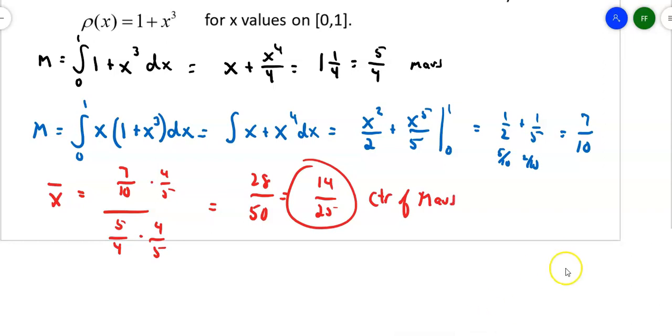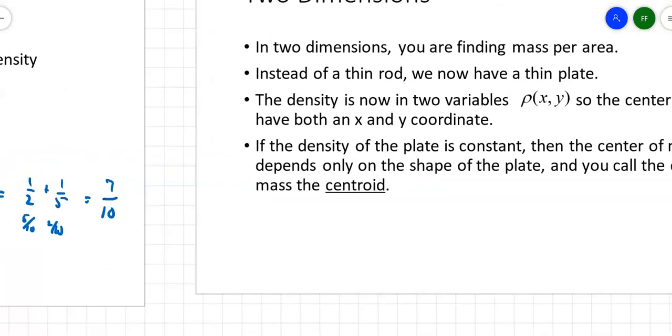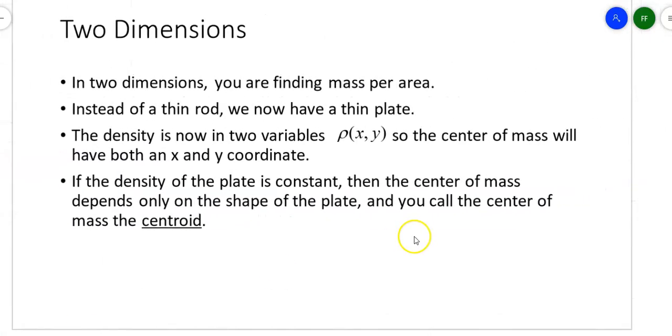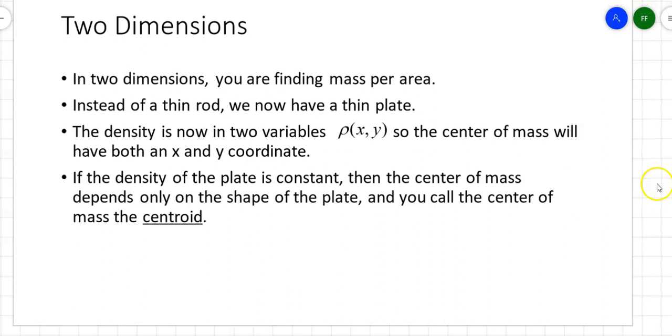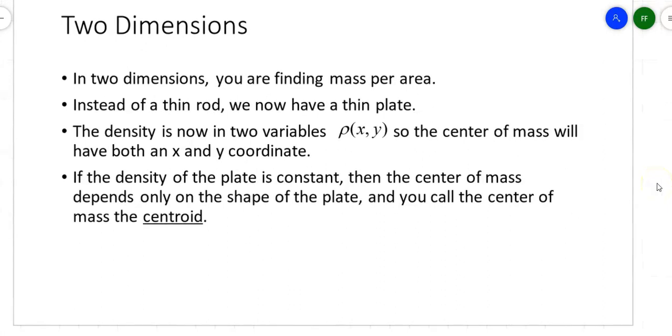All right, so there it is for a 1-dimensional object. Easy calculation, at least in 1 dimension. In 2 dimensions, now you're finding a mass per area. Instead of thinking about a thin rod, in our case a rod that went from 0 to 1, we wanted to find out where the center of mass was, and it was 14 over 25. That's a little bit more than halfway through, which makes sense because it's more dense as you go further to the right than the left. So if you want that seesaw to balance, the center of mass has to be past the halfway mark.